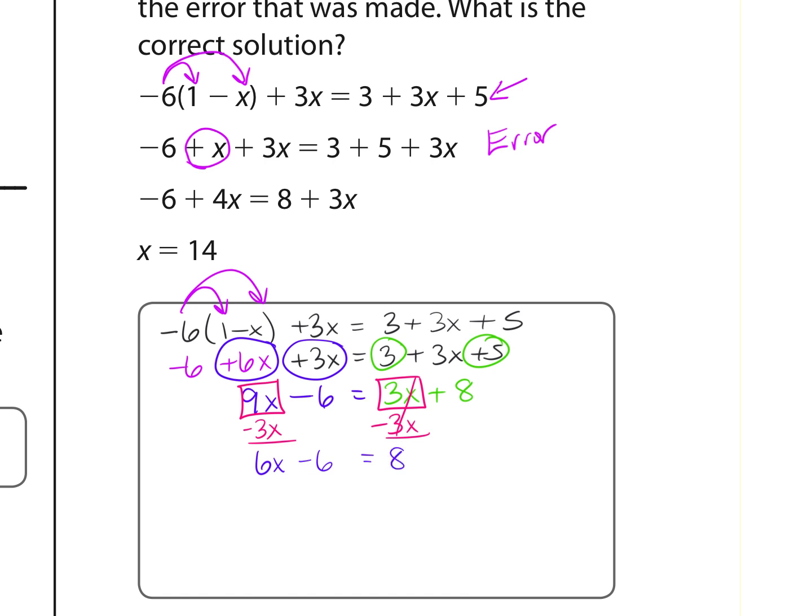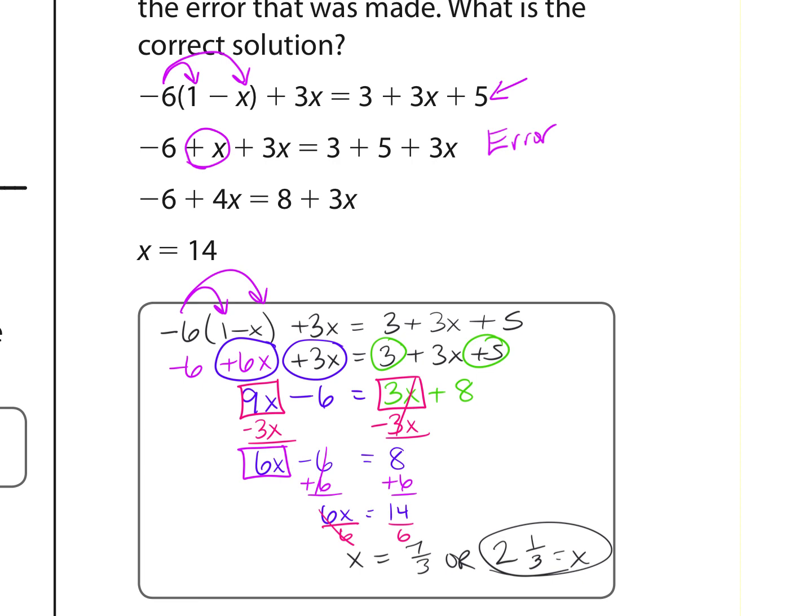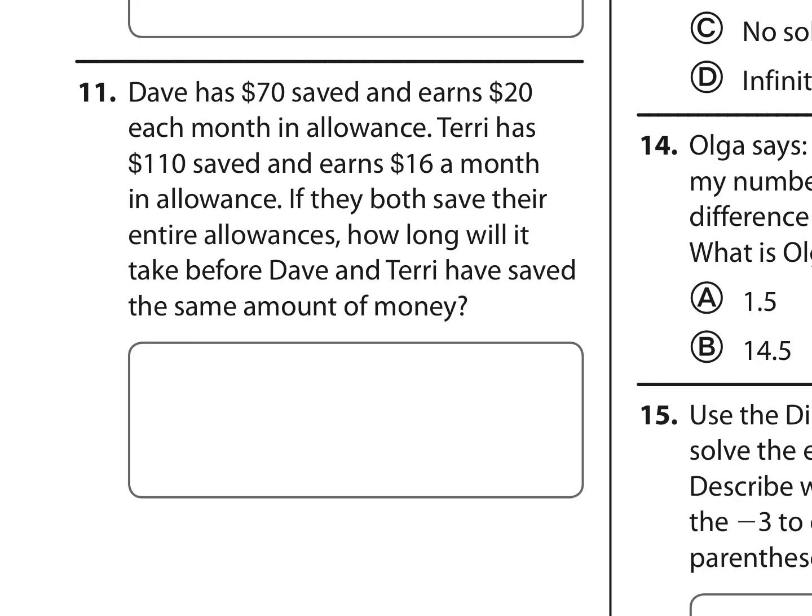Now it's just a two-step equation. I'm going to box in the x term and add 6 to get rid of it on both sides. And the result is 6x equals 14. And last, we'll divide both sides by 6 to get that x is 14/6, which we could write as 7/3, or we could go in our calculator and get 2 1/3. And we're finished. Number 11, Dave has $70 saved and earns $20 each month in allowance.